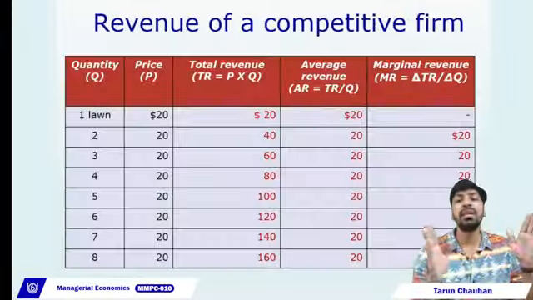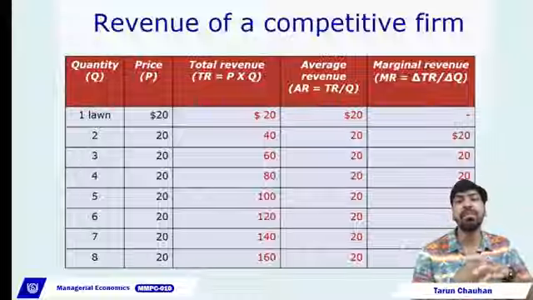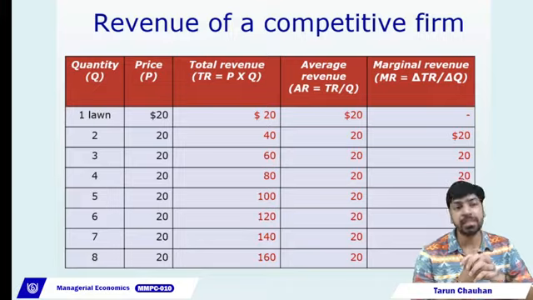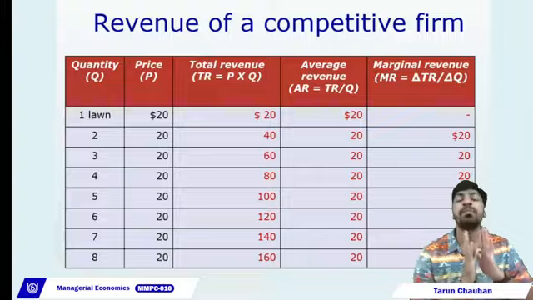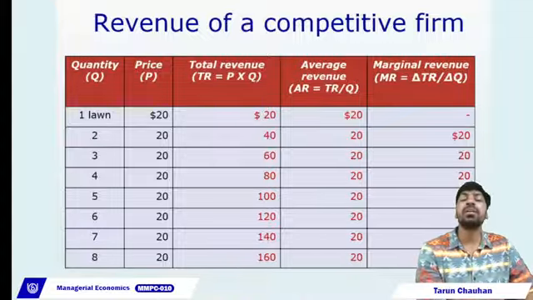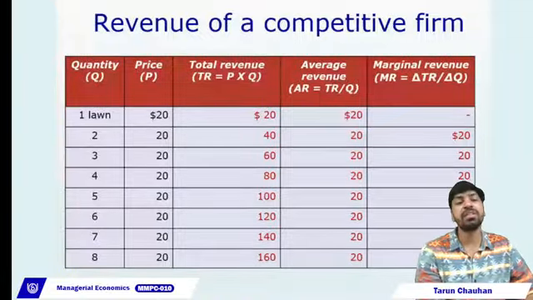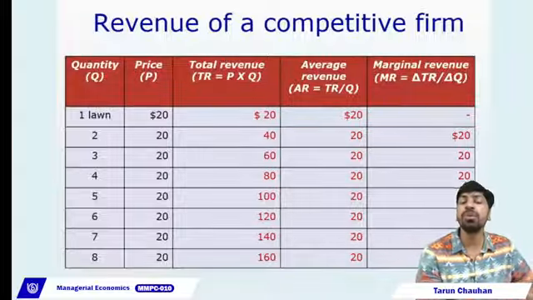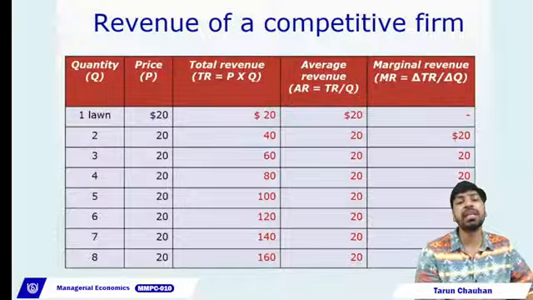This is the tabulation shown here: the revenue of a competitive firm. Quantity is given from 1 to 8 loaves. The price remains fixed at $20, or 20 rupees. Then we talk about the total revenue. How do we calculate the total revenue? That is quantity into price.